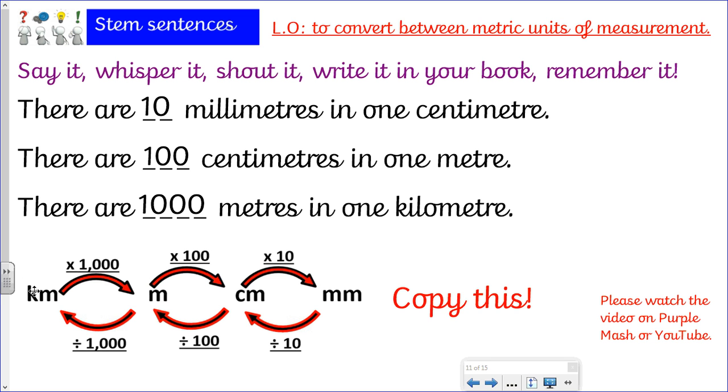Just a little note, if you needed to get from kilometers to centimeters, you'd have to times by 1,000 and then times by 100, which would make it, what does that make it? Times by 100,000? It's something ludicrous like that. Anyway, try and remember those things.